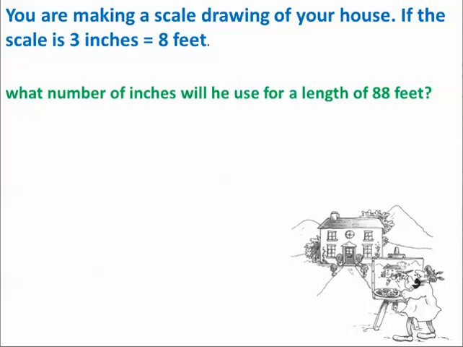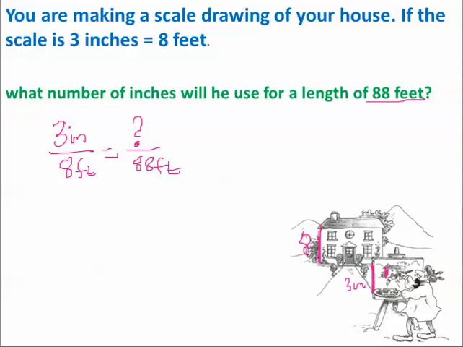You're making a scale drawing of your house. If the scale is 3 inches to 8 feet, so basically they're saying if this guy is 8 feet tall, then this guy is 3 inches right here. Making sense? So we're trying to find the height of the house. They're telling us that the scale is for every 3 inches, there's 8 feet. And then they're asking, what number of inches will he use for a length of 88 feet? Well, if 3 inches is equal to 8 feet, I want to know how many inches is equal to 88 feet. That kind of makes sense?